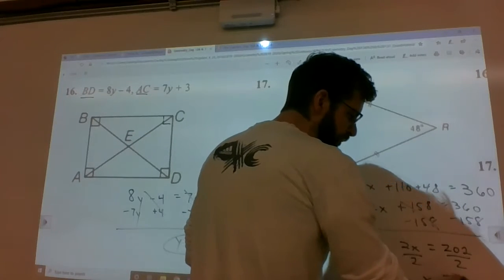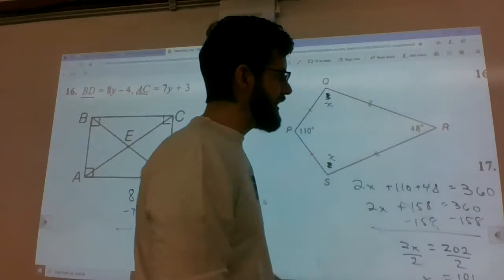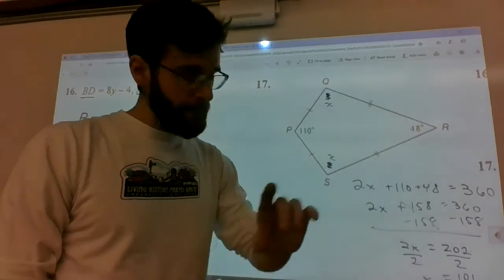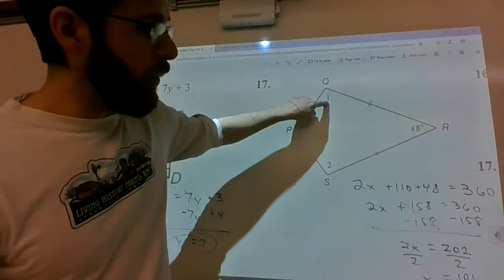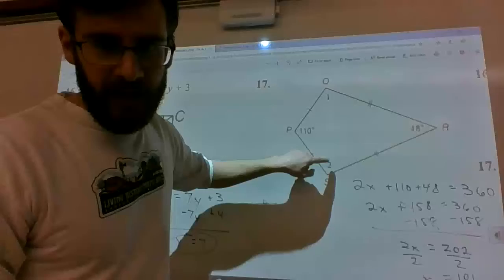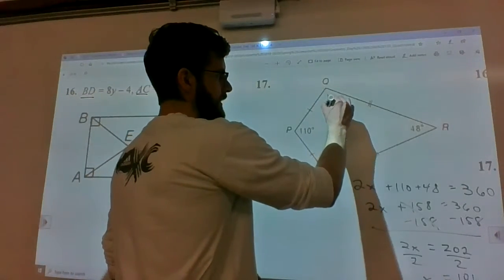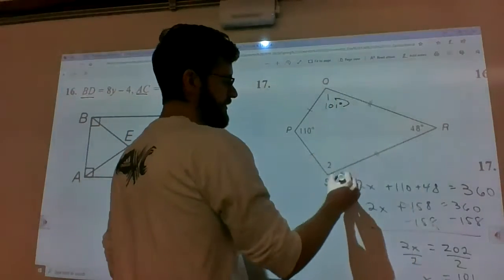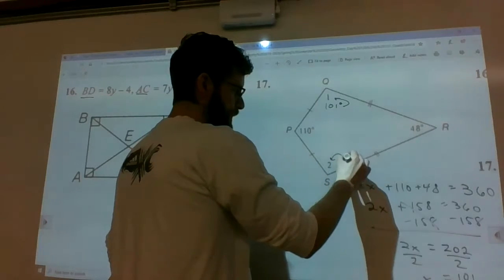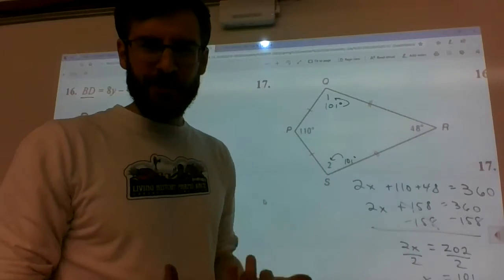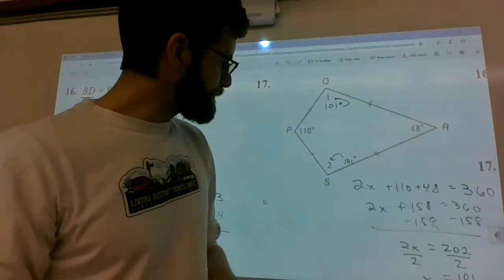Divide both sides by 2, and x is equal to 101, which means angle 1 is 101 degrees, and angle 2 is 101 degrees. Remember, it's always important to answer the question that is asked of you.